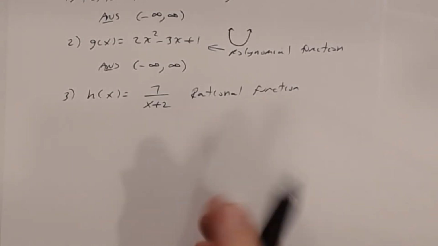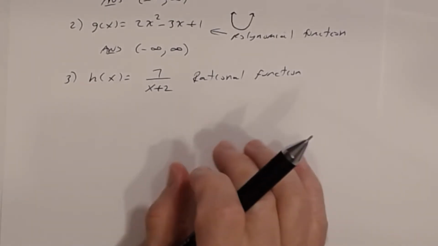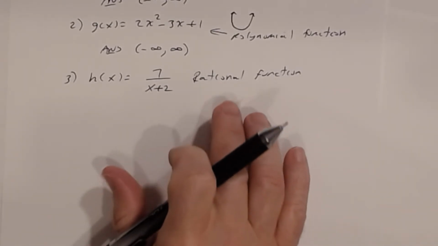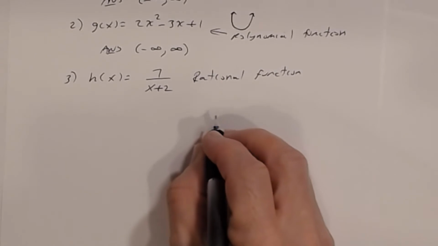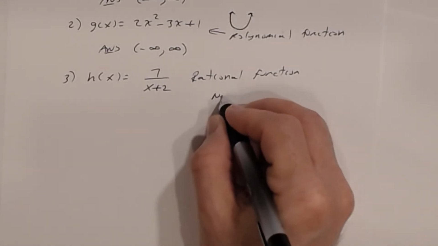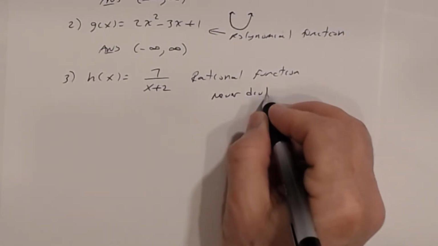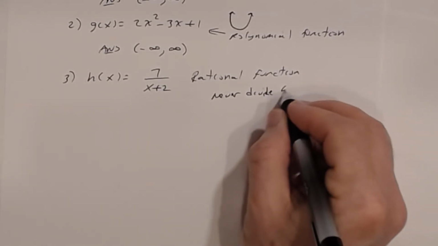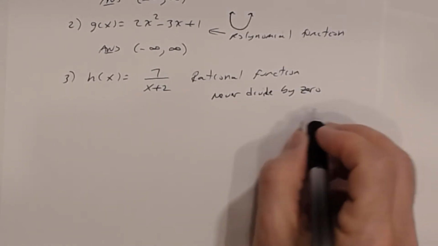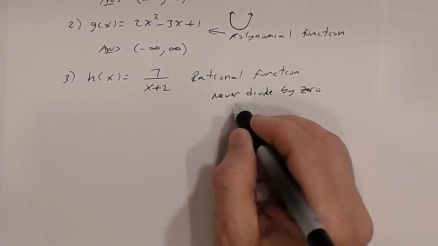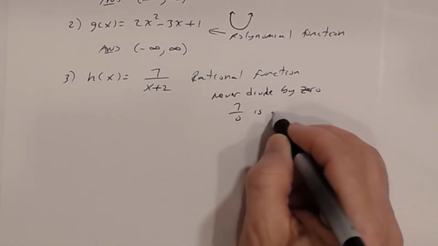And you have to remember this now. With a rational function, you cannot divide by 0. Never divide by 0. So for example, 7 divided by 0 is undefined.